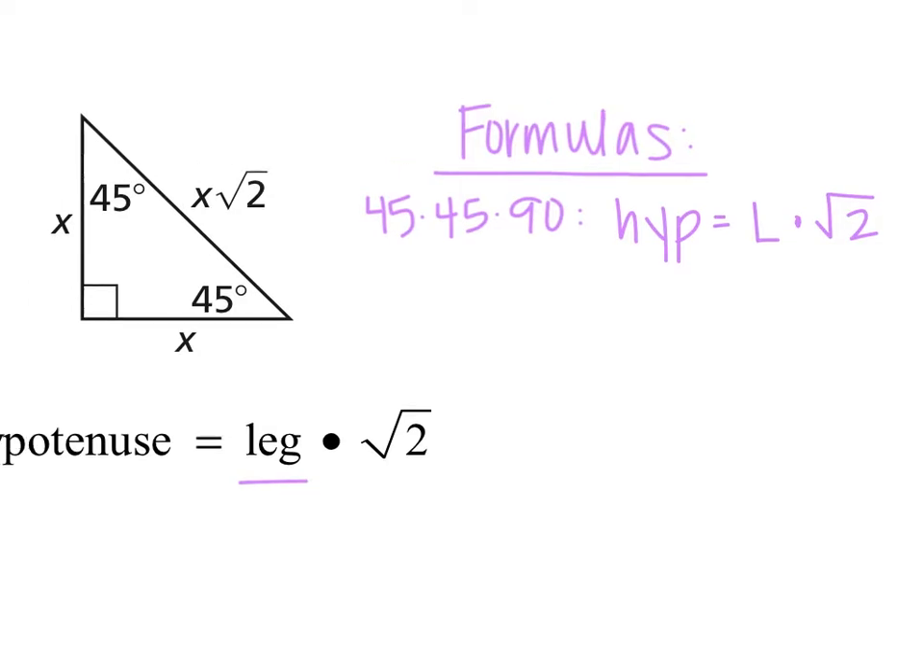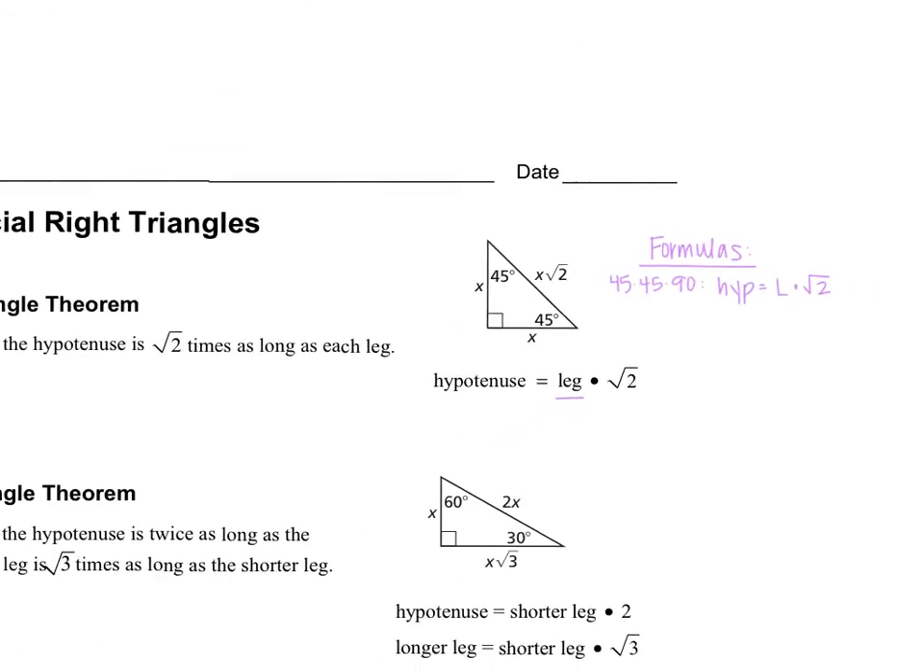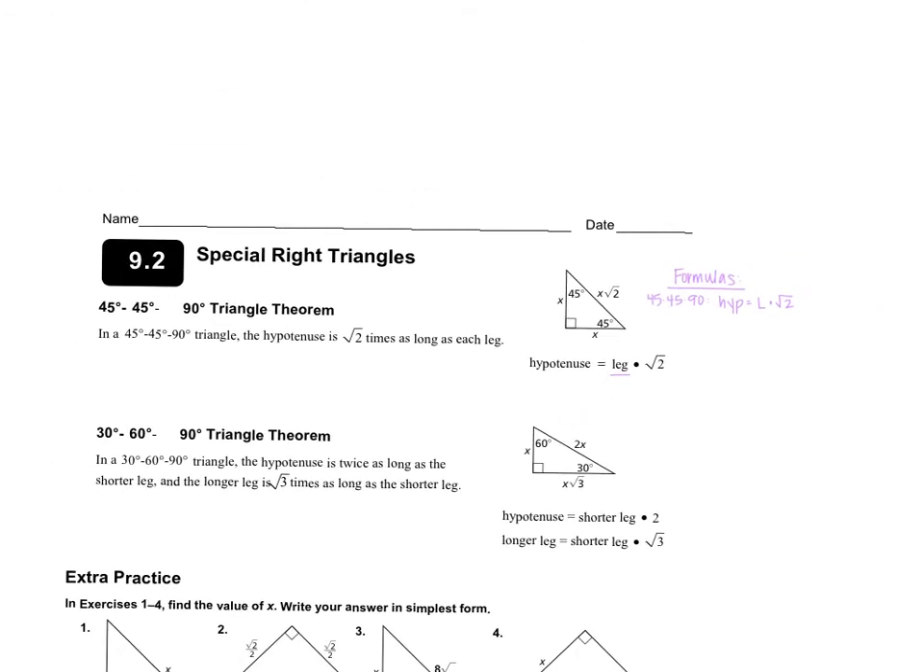And the special thing about 45, 45, 90s is that the legs are the same length. So notice here that the legs are both x in this case, and then the hypotenuse is that x times radical 2. Okay? All right, so that is the 45, 45, 90 triangle.